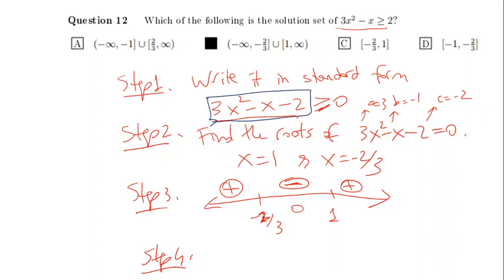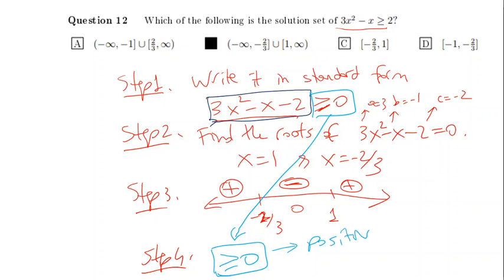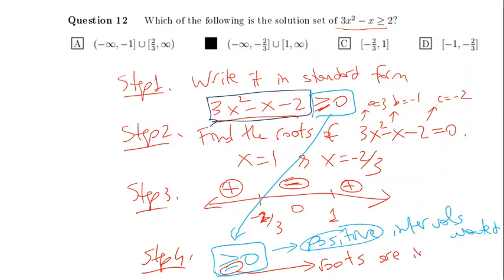Step 4 is writing the solution. The important thing here is it says bigger than 0, so pay attention to this inequality sign. This means positive intervals are wanted, because bigger than 0 means positive. And then this part says the roots are included.